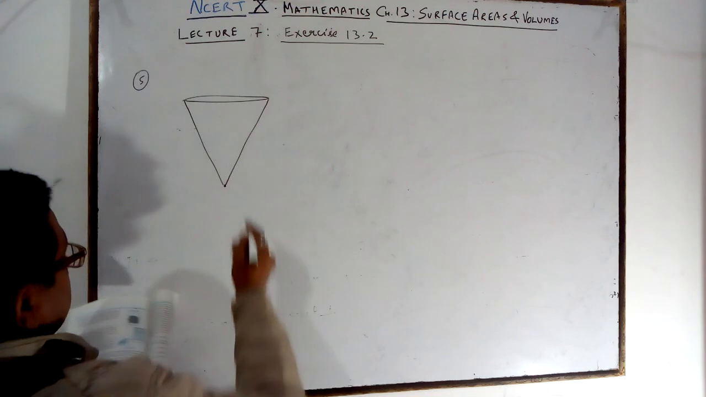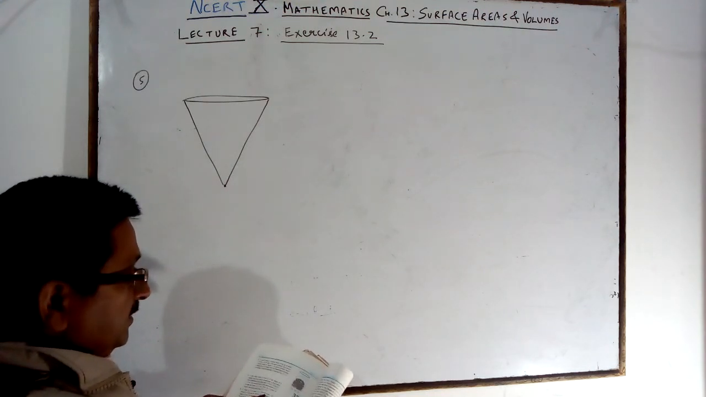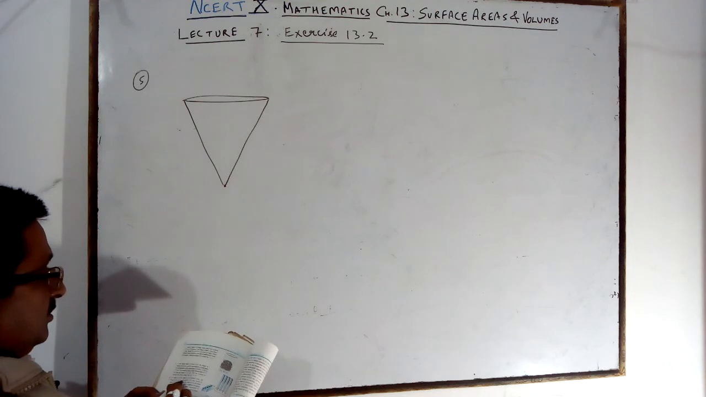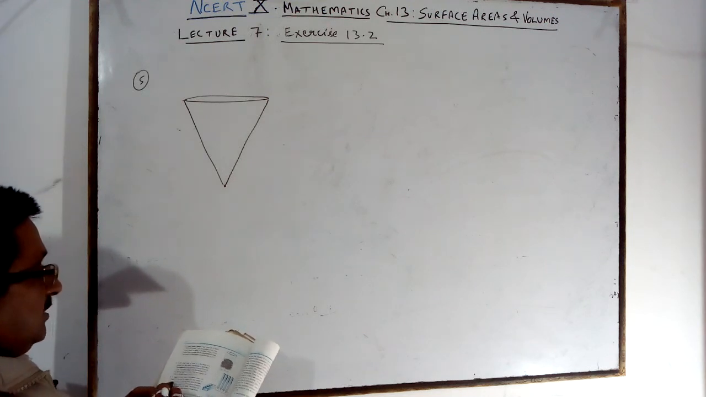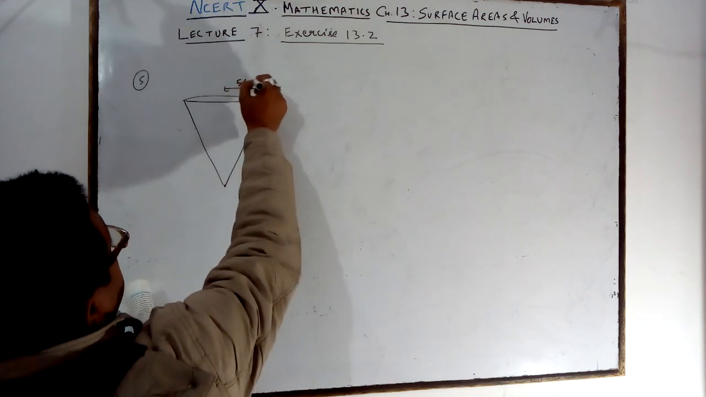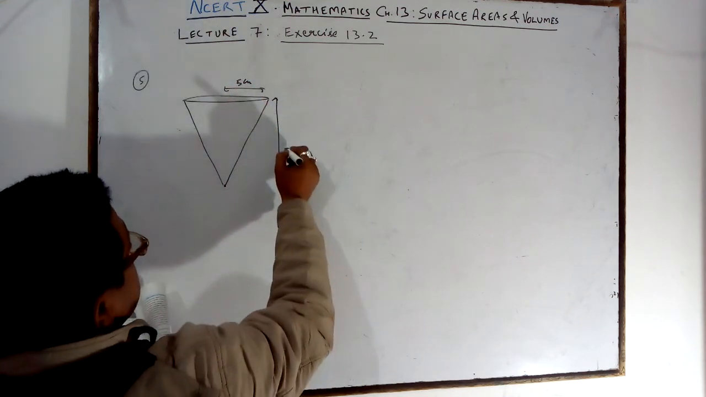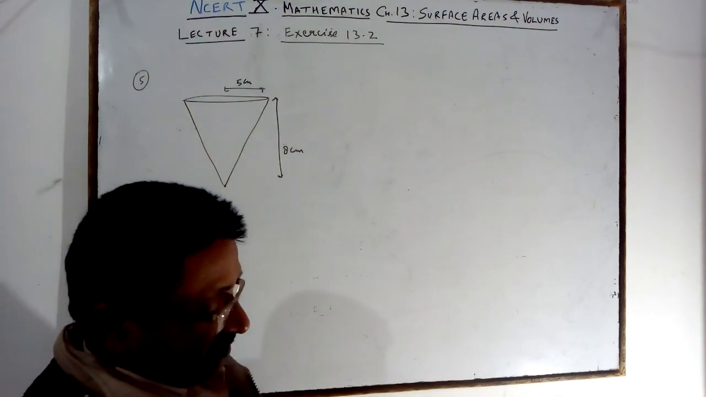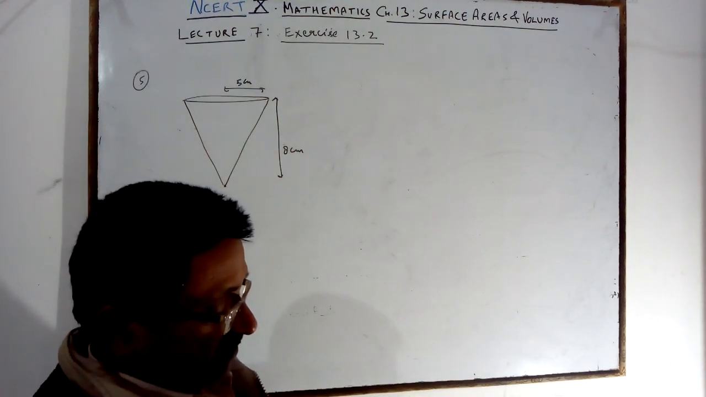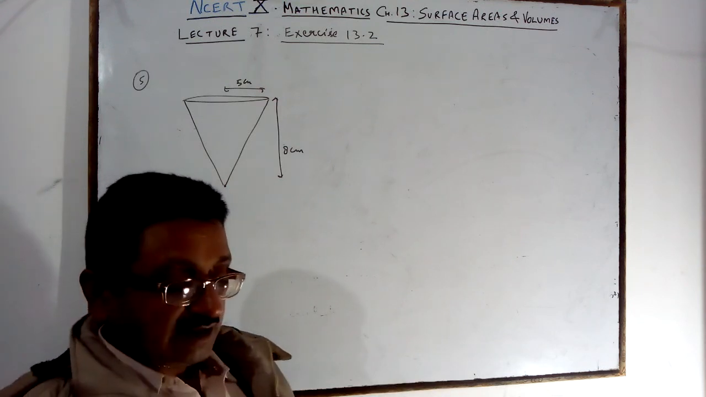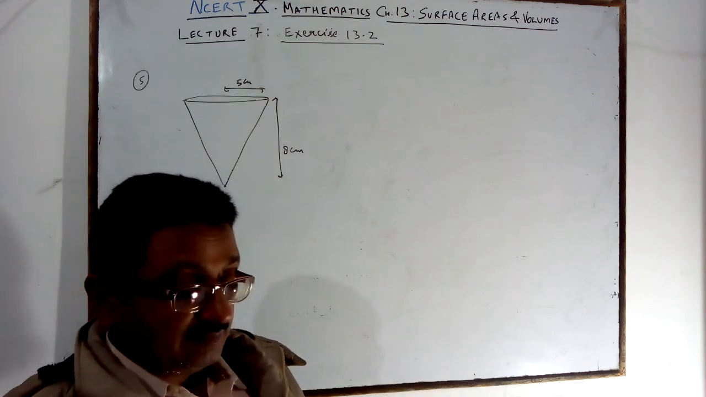It is a vessel, an inverted cone. Its height is 8 centimeter and the radius of the top, which is open, is 5 centimeter. It is given. Its height is 8 centimeter, radius 5 centimeter. It is filled with water up to the brim.